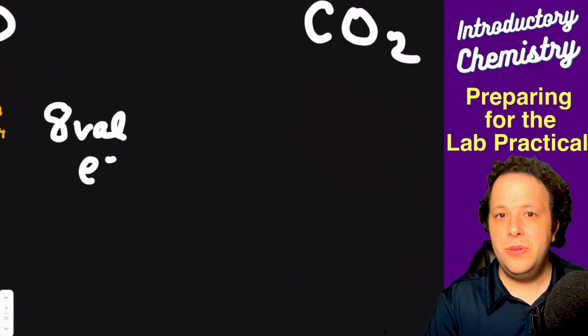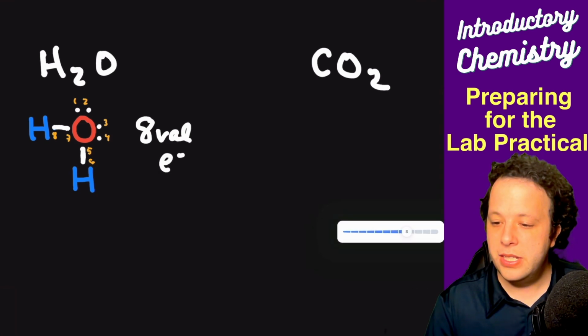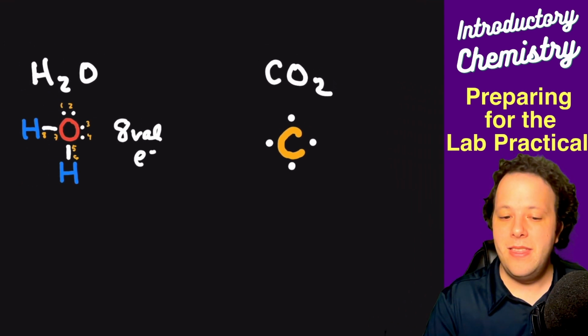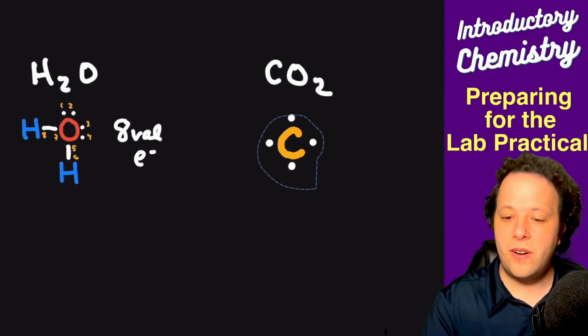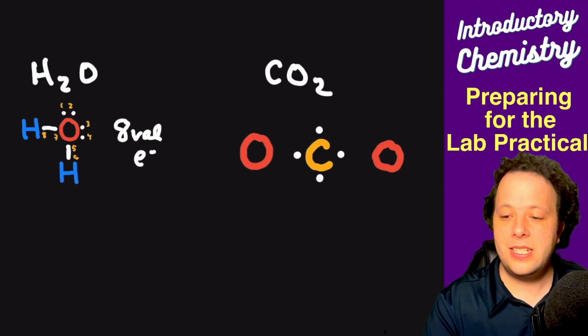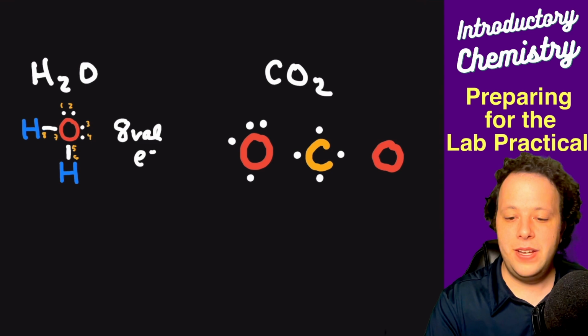Now with CO2, once again, a lot of times the central atom is written first. So in this case, carbon is your central. Carbon has 4 valence electrons around it, so we're going to write those 4 dots. Then we're going to place our oxygens on each side just to make it a little symmetrical. And then we're going to add the 6 dots on each oxygen because it has 6 valence electrons.